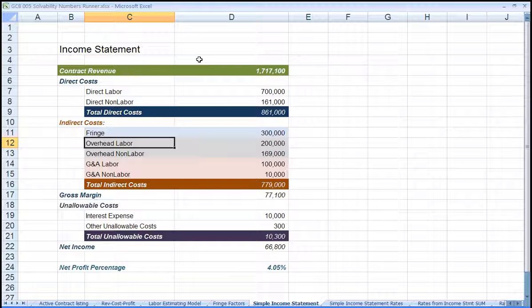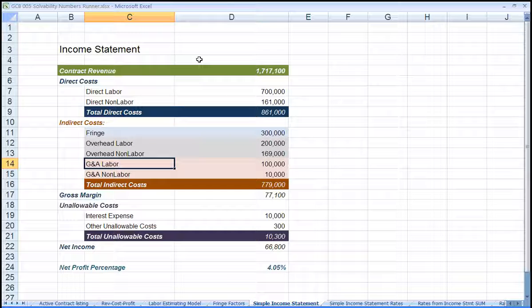The next two lines are overhead, again split into labor and non-labor because the labor line will have fringe benefit costs associated with it. These lines are for support costs of the technical work you do, costs that can't be charged to a specific contract, but that benefit multiple contracts, such as training classes, to improve overall company skills.